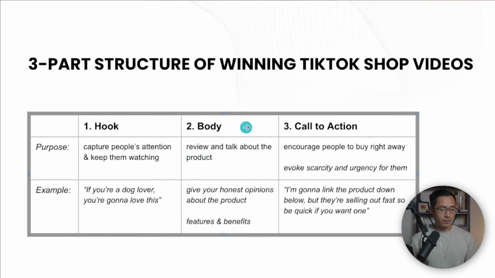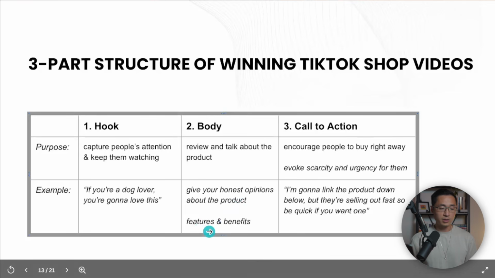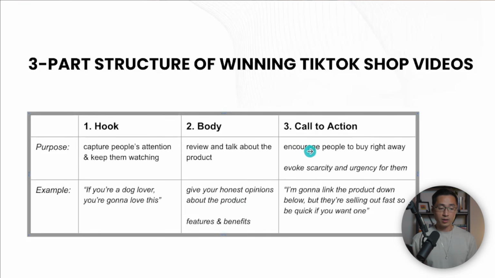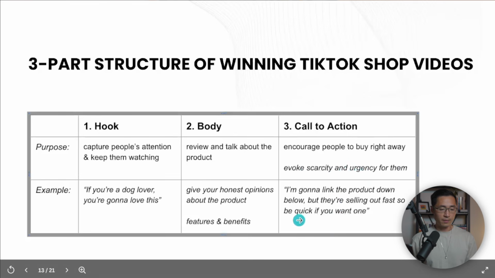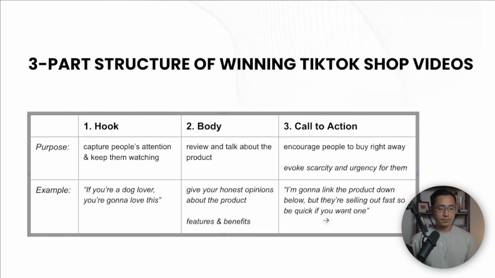And then we have the body, and the purpose of the body is to review and talk about the product's benefits. This is where you can give your honest opinions about the product, talk about the features and benefits. And the last part is the call to action. This is where you can encourage people to take action to buy right away. It's best if you could evoke scarcity or urgency for them. An example of that would be, I'm going to link the product down below, but they're selling out fast, so be quick if you want one. So that's just one example of an effective call to action.